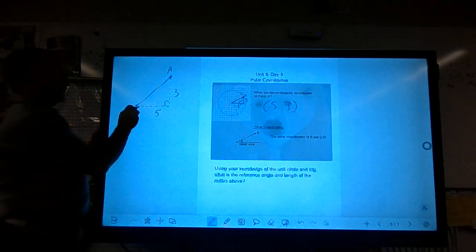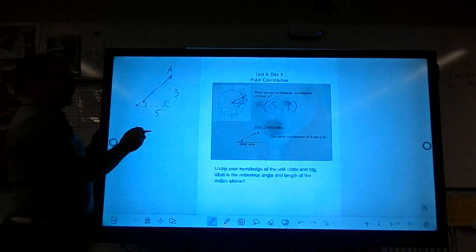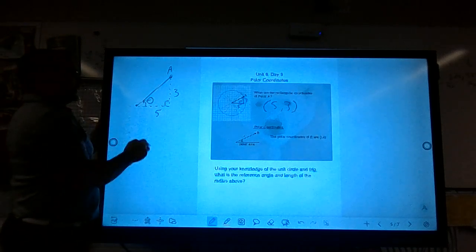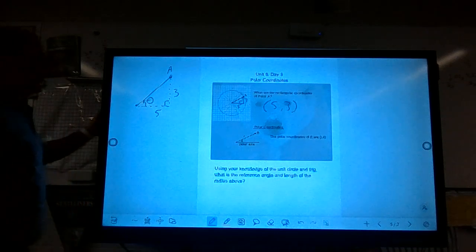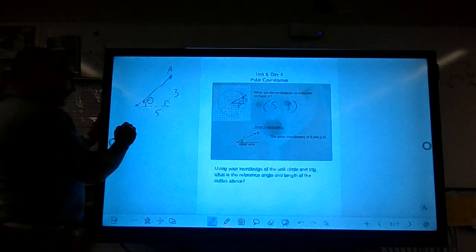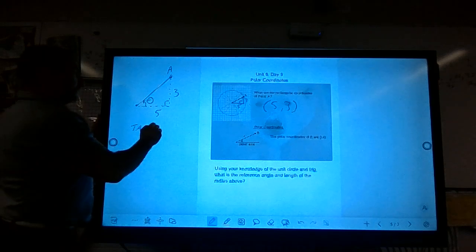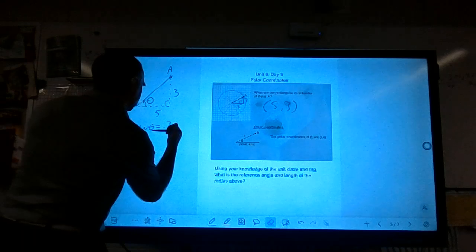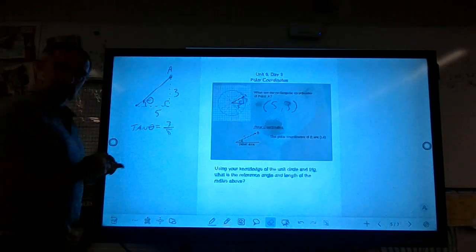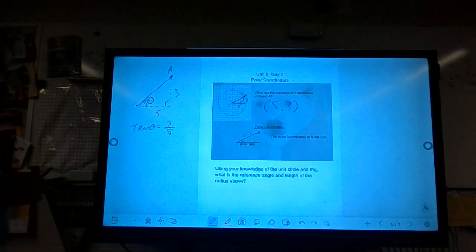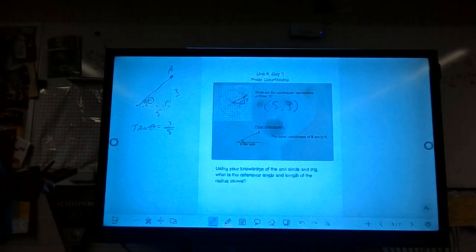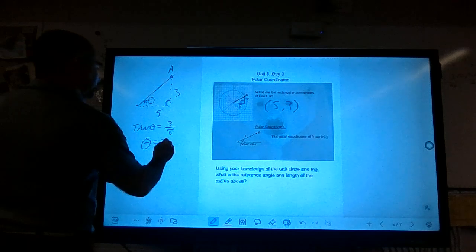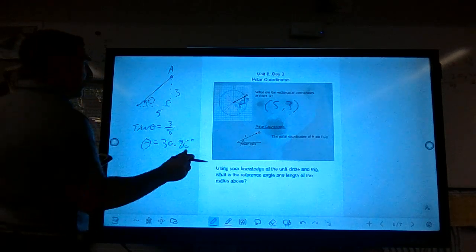So now what we're going to do is find out what this angle is. And again, this is very similar to all the trig we've been doing. We're opening up the angle off the horizontal, going counterclockwise. We'll call that theta. The tangent of theta is going to equal opposite over adjacent, 3 over 5. All right, and what is that? The inverse tan, 30.96 degrees. So that angle there is 30.96 degrees. Nothing we haven't done before.